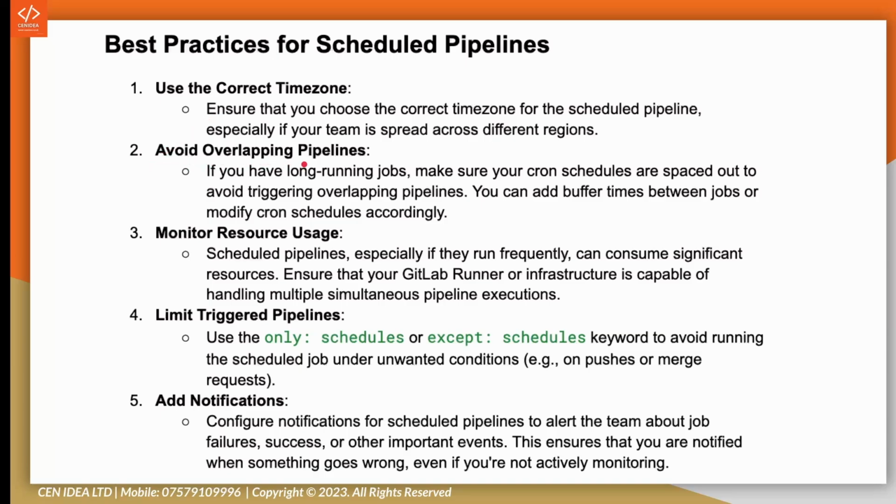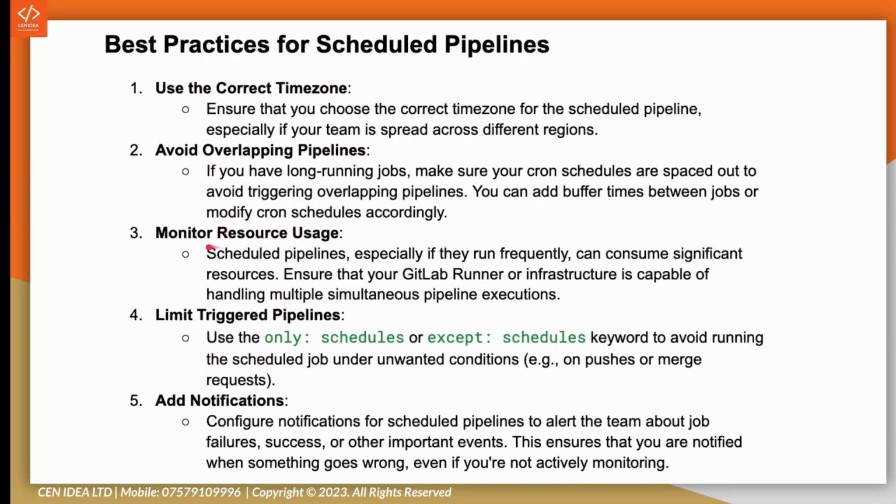Also avoid overlapping pipelines, obviously. So if you have a long running job, make sure your cron job schedules are spaced out to avoid triggering overlapping jobs. Probably one is running and then the scheduled job would kick off anyway whenever the time comes for it to do that. So these scheduled jobs are usually for weekends or nightly things that you may want to use them for.